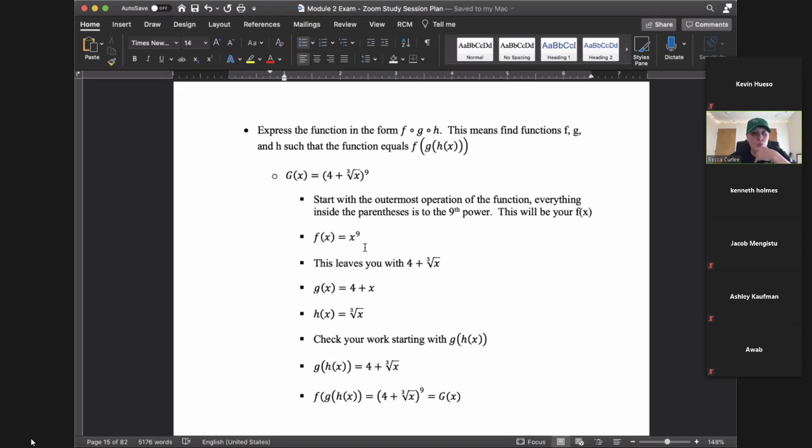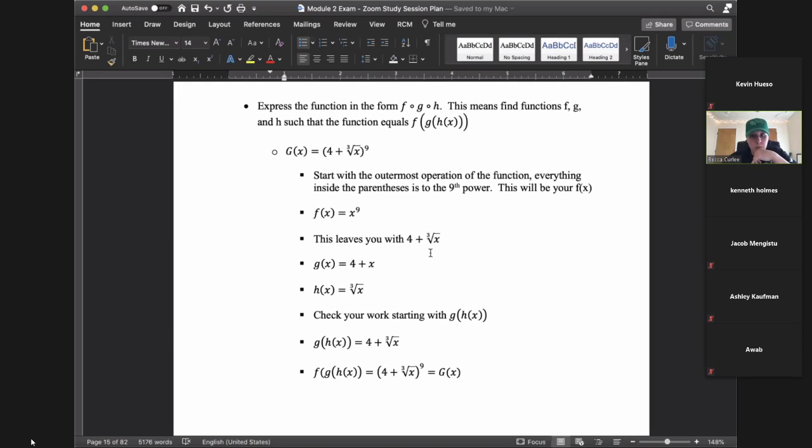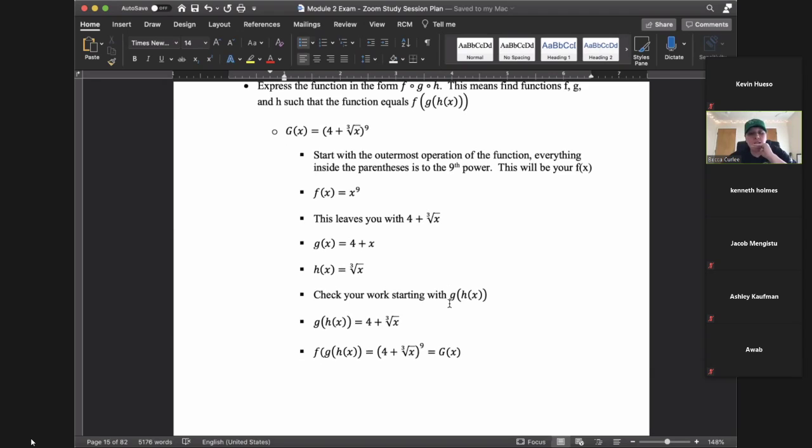So say that f of x was x to the 9th. That leaves you with 4 plus the cube root of x. So say that that's going to be your g of h of x right here, because now you can just see, 4 plus x. If you made h of x the cube root of x, then you would have g of x as 4 plus x. Sorry, it's kind of hard to explain this, so I'm just going to do the best that I can. But checking your work, starting with g of h of x, you can just try to see if these things that you've worked out work. So if you take g of h of x, say h of x is the cube root of x, and you plug that into g of x, you get 4 plus the cube root of x.